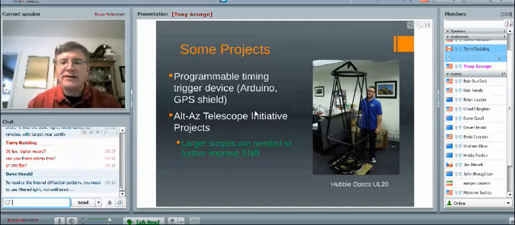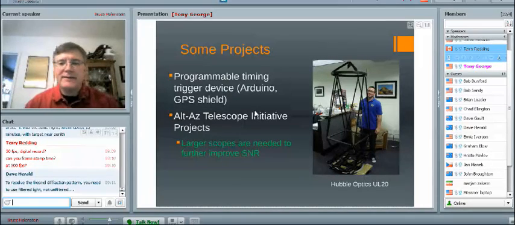In the picture to the right there is my nephew Charlie. He just put together this Hubble Optics UL20 20-inch aperture telescope. The OTA and mount weigh about 70 pounds and come apart very easily. With the mirror and everything, including the SciTech mount, encoders and motors, the entire telescope is about 105 pounds or so.